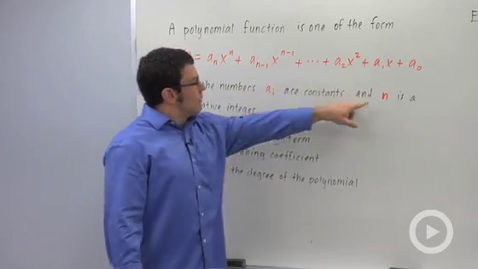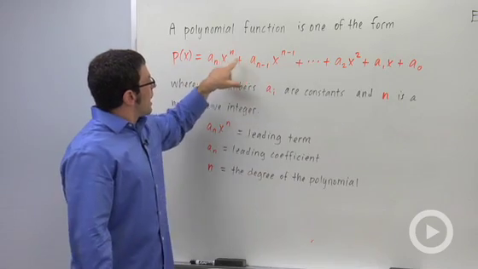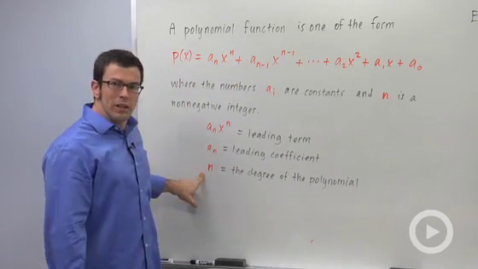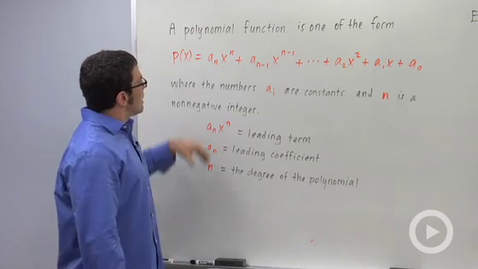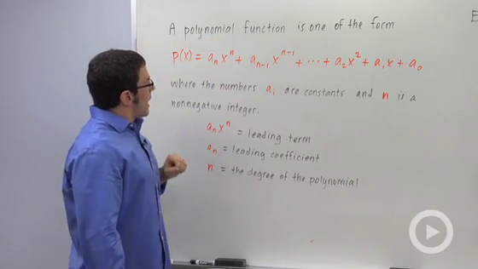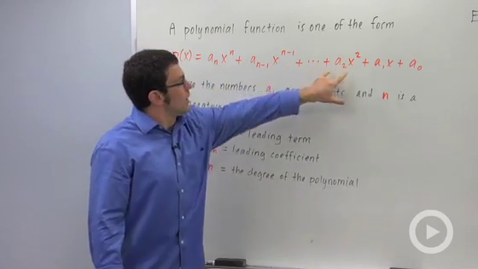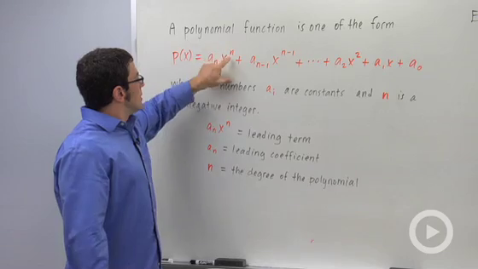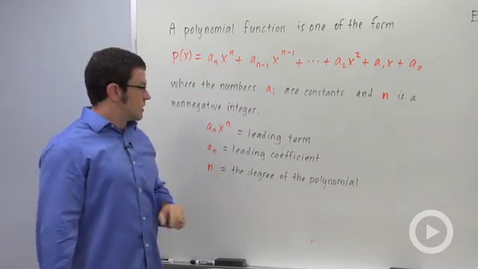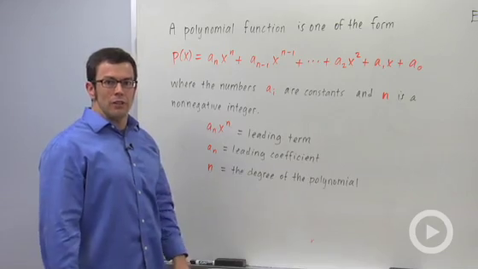Now, the number n, when we write it in this form with descending powers, is called the degree of the polynomial. That's the highest power of x that you find in the polynomial. And the term with the highest power of x is called the leading term, right? All of these are terms of the polynomial, but this is the leading term, even if it's not written first. The term with the highest power of x is the leading term. And a sub n, the number in front, is the leading coefficient.